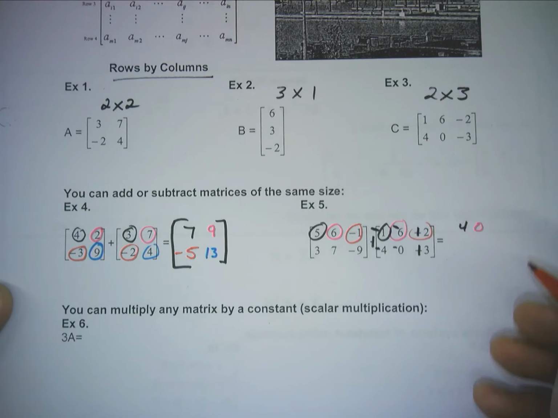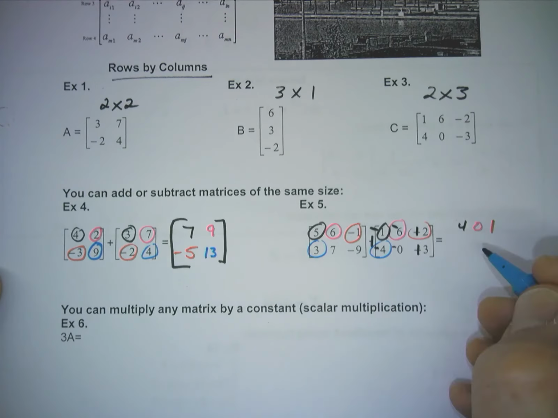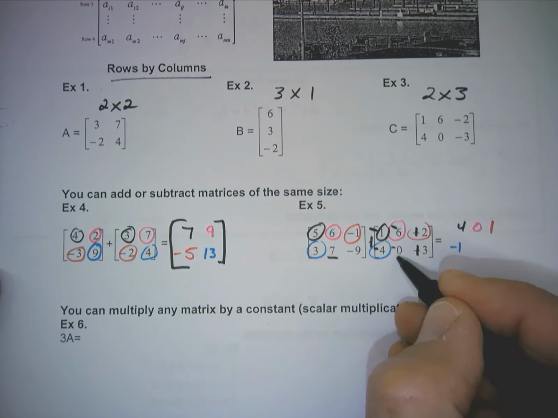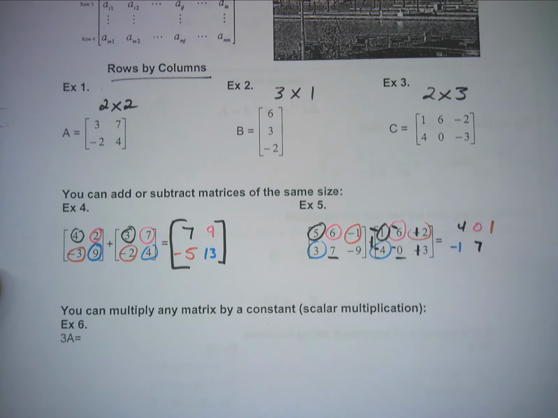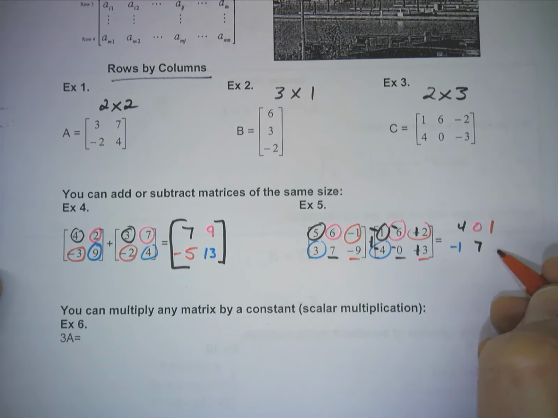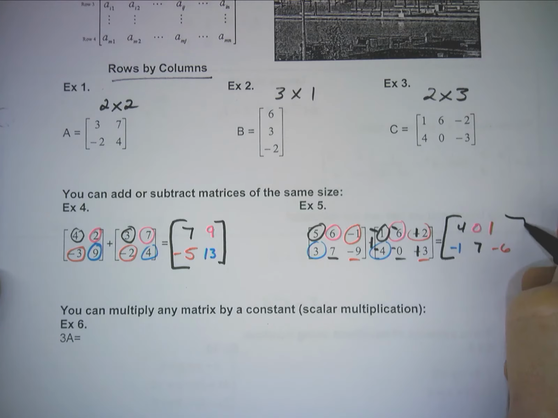Negative 1 plus 2 we know is 1. We got 3 minus 4 is negative 1. We got 7 minus 0 is still 7. And last but not least, we got negative 9 plus 3 is negative 6. All right, so adding and subtracting, super duper easy.